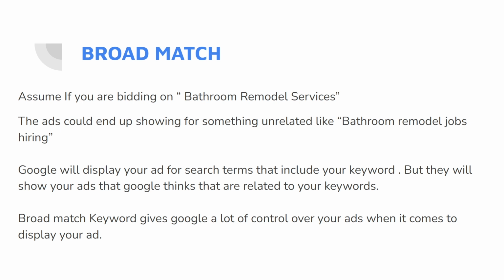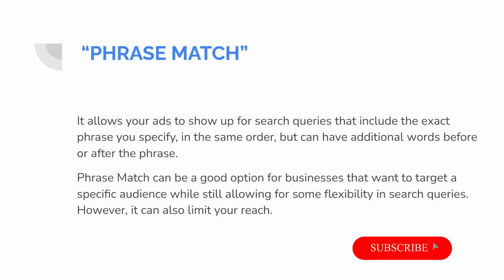This way you can have control over your ads, and you also have the chance to explore a little bit more keyword ideas. Moving on to phrase match, as the name suggests, it should be on the same phrase, right? It allows your ad to show up for search queries that include the exact phrase you specify in the same order, but can have additional words before or after the phrase.